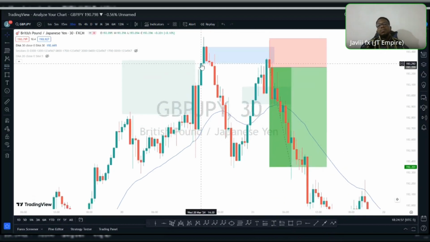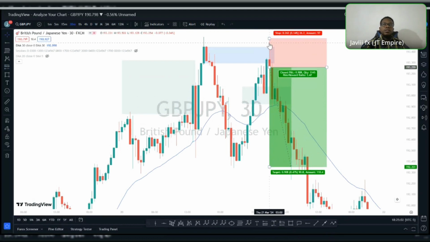So, rejecting this 30-minute order block. This was the high of the day. It reached all the session highs, etc., and we started the reversal during the London session. So I have the sell coming all the way down.